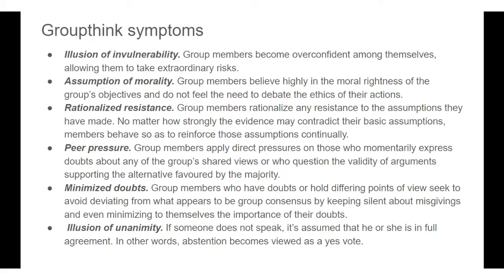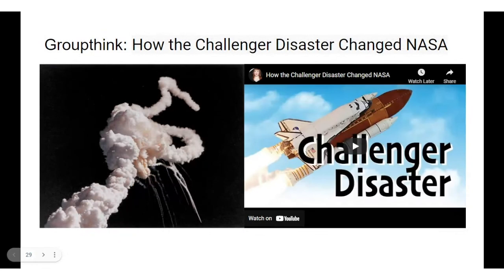There's an assumption too of morality, meaning, well, if we all agreed to it, it must be right. There's rationalized resistance, meaning that there's enough of us thinking this way that we feel that your thoughts are not worthy. There's 8 of us making this decision, 1 of us opposing it. Forget the one, that's too small. Peer pressure, pressure within the group. Minimizing doubts. It's very difficult to express doubts when you're in a meeting because it singles you out. And there's this illusion of unanimity, meaning that, well, because I'm just being quiet here, I assume that I'm agreeing.